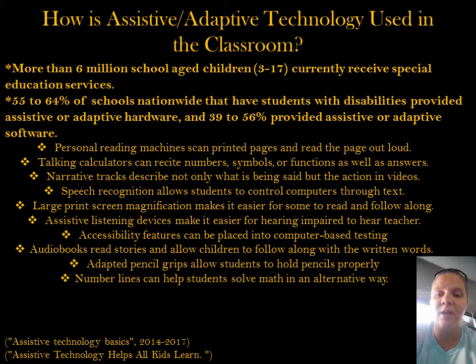One important thing to think about when talking about assistive and adaptive technology is figuring out how they're used in the classroom. More than 6 million school-aged children, from the ages of 3 to 17, currently receive special education services. That's because all of these children have some form of disability, whether it's cognitive or physical, that makes it very difficult for them to learn in a regular setting.